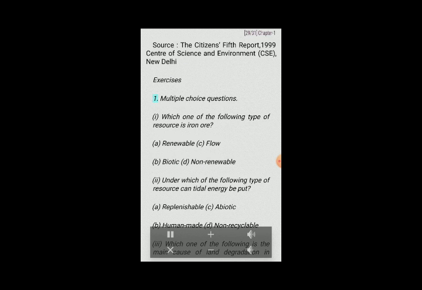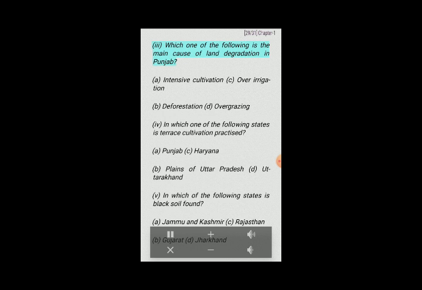Exercises. 1. Multiple choice questions. I. Which one of the following types of resource is iron ore? A. Renewable. B. Biotic. C. Flow. D. Non-renewable. II. Under which of the following types of resource can tidal energy be put? A. Replenishable. B. Human-made. C. Abiotic. D. Non-recyclable. III. One of the following is the main cause of land degradation in Punjab. A. Intensive cultivation. B. Deforestation. C. Over-irrigation. D. Overgrazing.